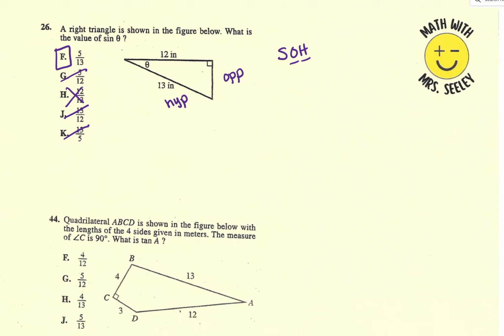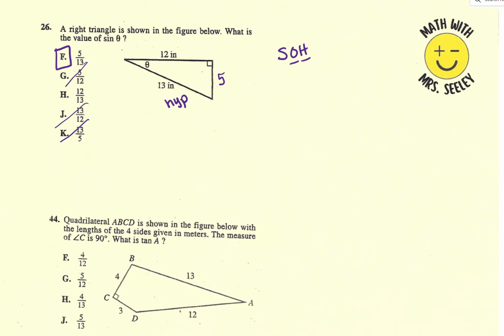Another thing that you might could do is if you look at all your answers right here, you notice that of the 12 and the 13, the only other number you see is 5. So that other side would have to be 5.